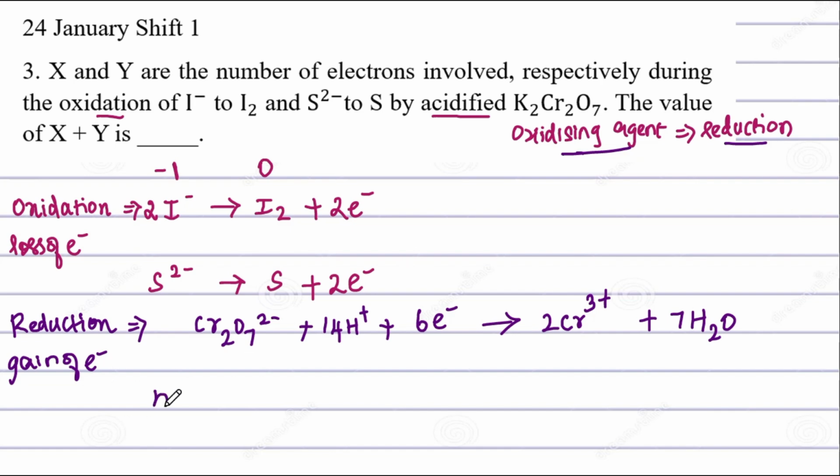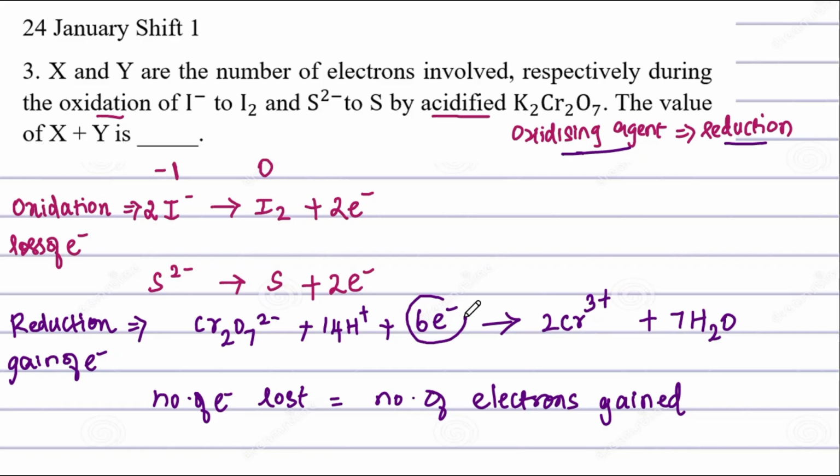But before that, the number of electrons lost should be equal to the number of electrons gained. Here the number of electrons gained in the reduction half reaction is 6. But if you see the oxidation half reactions for both the equations, the number of electrons lost is only 2. So you have to equate. For that, you have to increase the number of moles of the reactants. So as a whole, you have to multiply the whole equation by 3, because only when you multiply by 3, 3 into 2, you will get 6 electrons. Then for the second equation also, you have to multiply by 3.